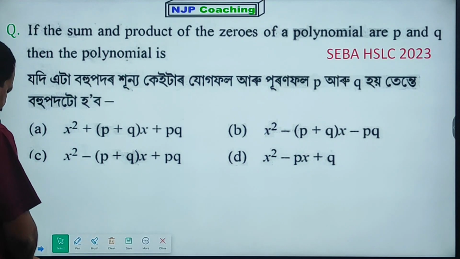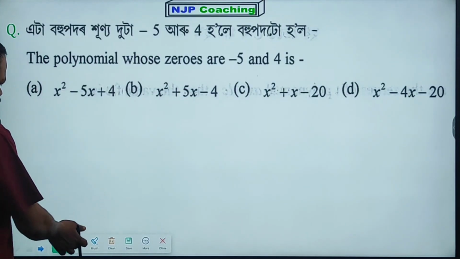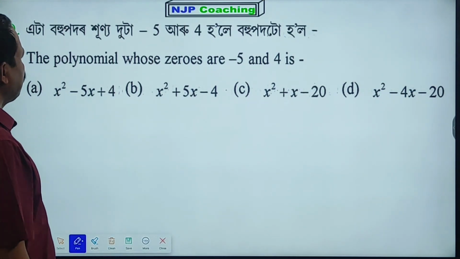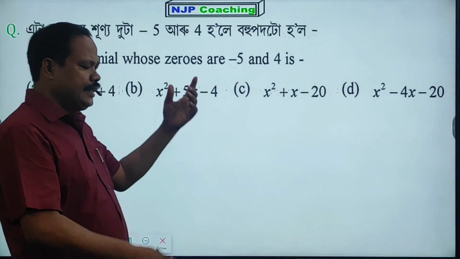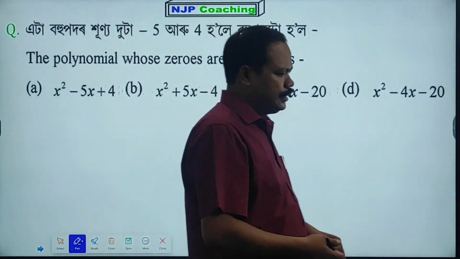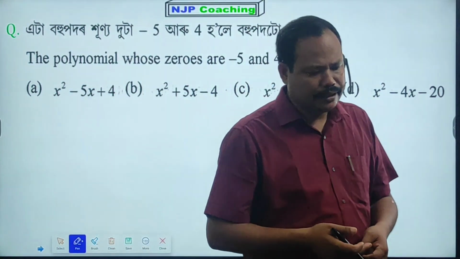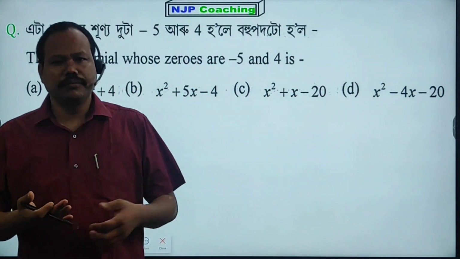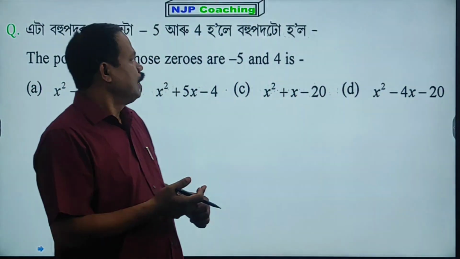Okay? Come to the next question. The polynomial whose zeros are same type of question. This is the same type of question. There it was given P and Q, and here two figures are mentioned, -5 and 4.